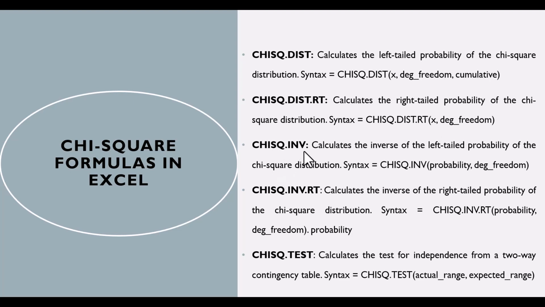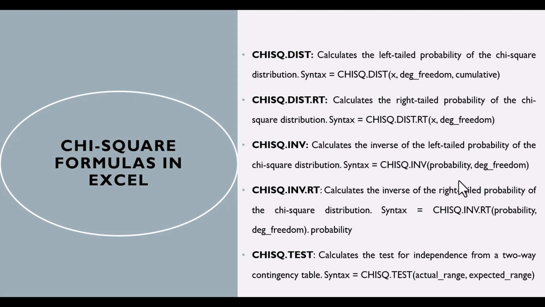Now we go to the one with the inverse, INV. It calculates the inverse of the left tail probability of the chi-square distribution. You remember when you perform an analysis using a particular software, say Stata, R, or SPSS, you always have a p-value attached to it. So this particular one is the one that will calculate the p-value for you if you were to do a manual calculation of chi-square in Excel.